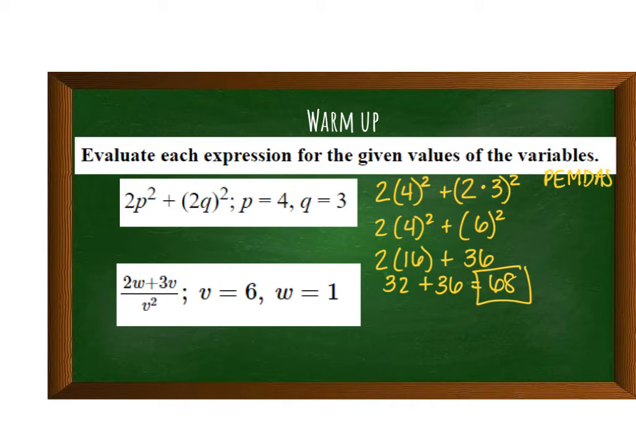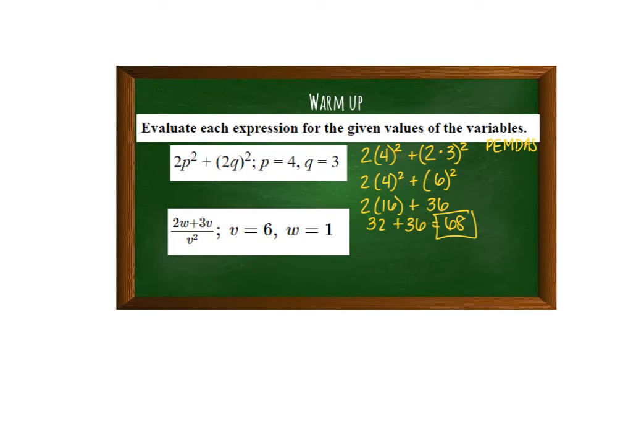Okay, next one. I'm going to change colors so you guys don't get confused. 2w plus 3v divided by v squared. Let's go ahead and plug them in. 2 times w, which is 1, plus 3 times 6 divided by 6 squared. Okay, now we can go ahead and solve or simplify this just doing the top and the bottom separately. So let's go ahead and take care of the top.